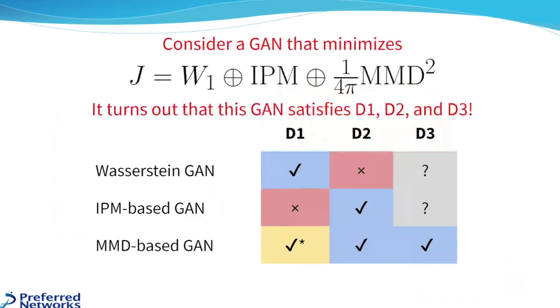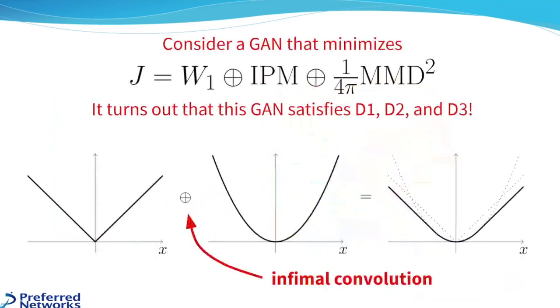The secret weapon that we're using to do this is something from convex analysis called the inf convolution. And the intuition is that the inf convolution combines loss functions in a way that preserves the minimizers, but also retains the smoothness of both functions.